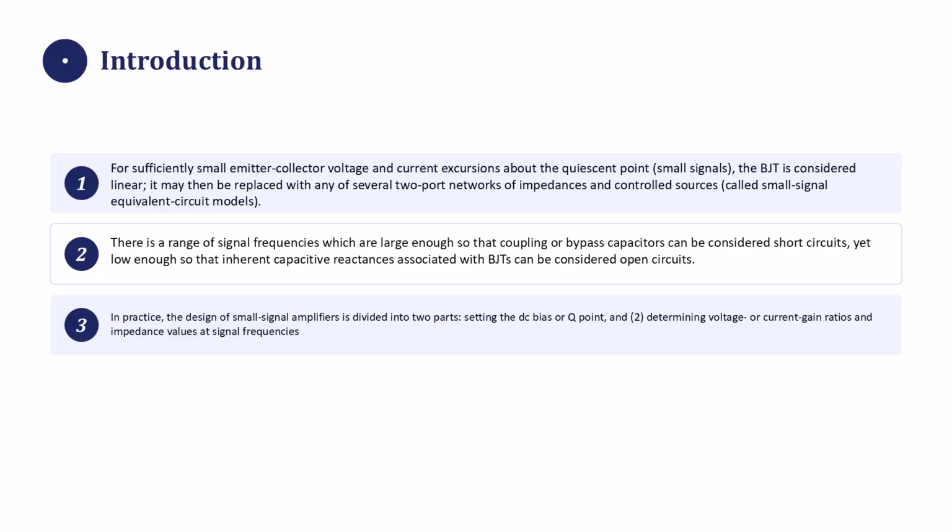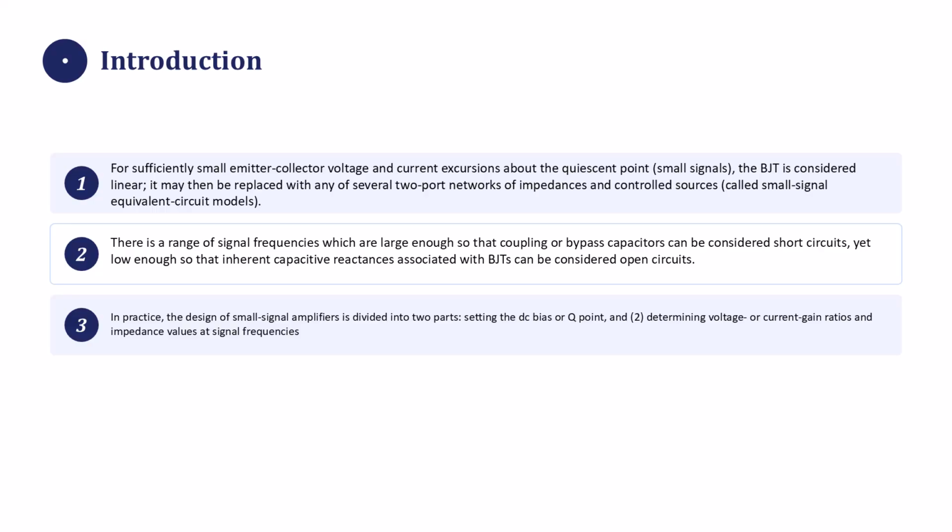Second, we are going to work in the mid-frequency range. This is a band of signal frequencies that is high enough that the coupling and bypass capacitors in the circuit behave like short circuits, but low enough that the transistor's own internal capacitances behave like open circuits. In this window, capacitors essentially disappear from the analysis, which is what makes mid-frequency analysis so much simpler than low-frequency or high-frequency analysis. Third, in practice, designing a small signal amplifier is a two-step process.